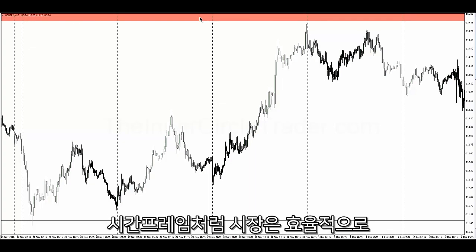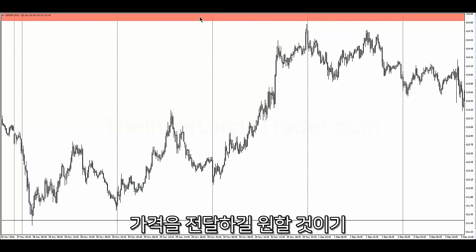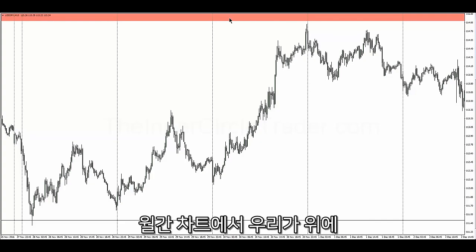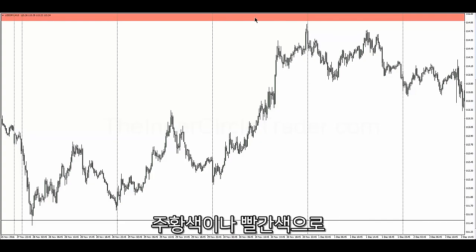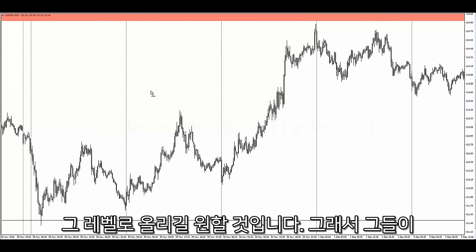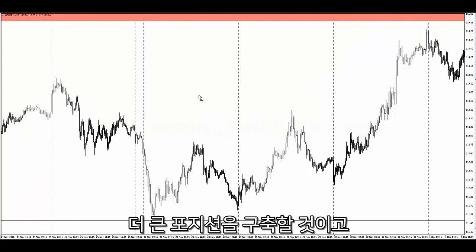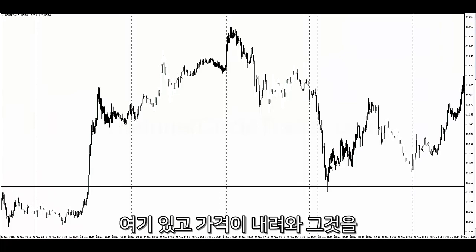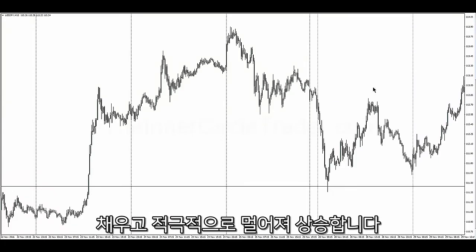Because just like any other time frame, the market's going to want to efficiently deliver price. If there's no price trading up in this fair value gap that's been shown on the monthly chart that we have shaded up here, and I guess it's like an orange-red color, they're going to want to drive price up to that level. So anytime they can create a new buying opportunity, they're going to build more of a position on. We have a nice liquidity void in here. Price comes down, fills that in, aggressively runs away.